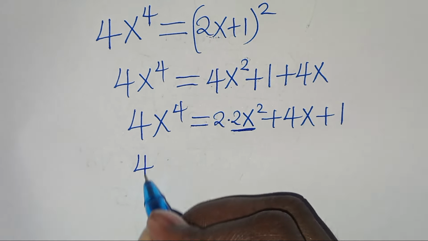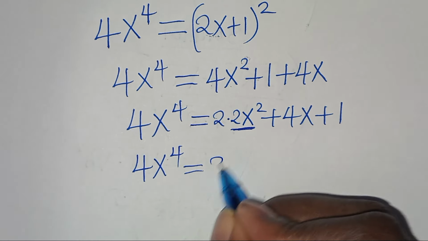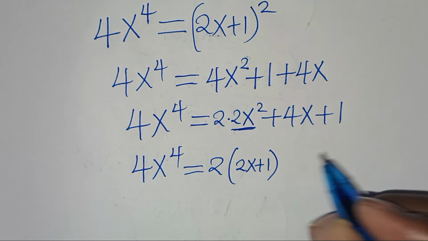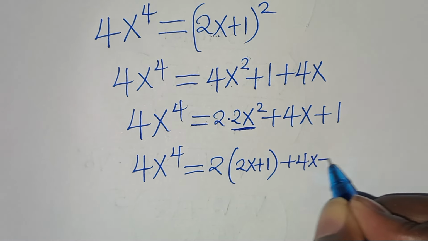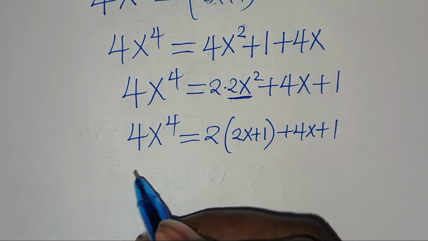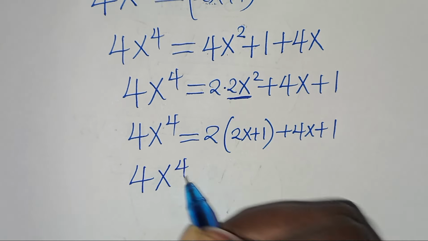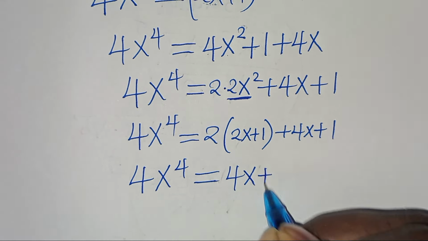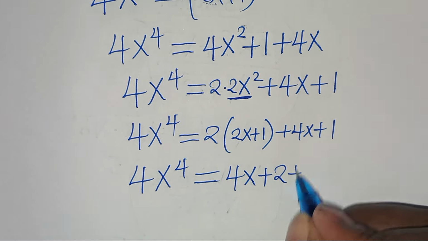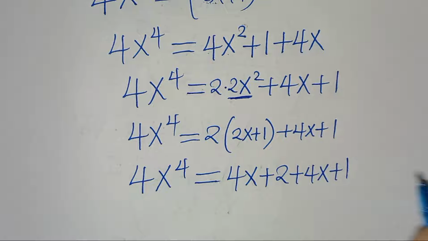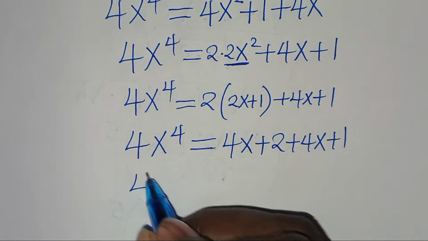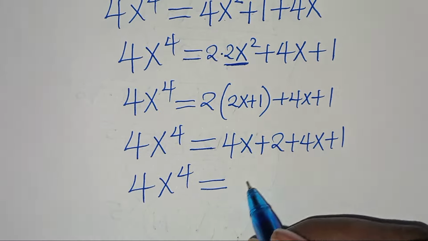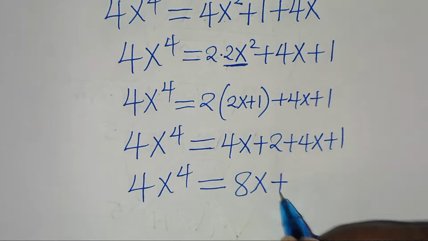So we have 4x to the power of 4. This is equal to 2 multiplied by 2x plus 1, across the parentheses, then plus 4x, then plus 1. So this is 4x to the power of 4. This is equal to 2 times 2x, this is 4x. Then plus 2 times 1, this is 2. Then plus 4x, then plus 1. And this means that 4x to the power of 4 is equal to 4x plus 4x, this is 8x. Then plus 2 plus 1.